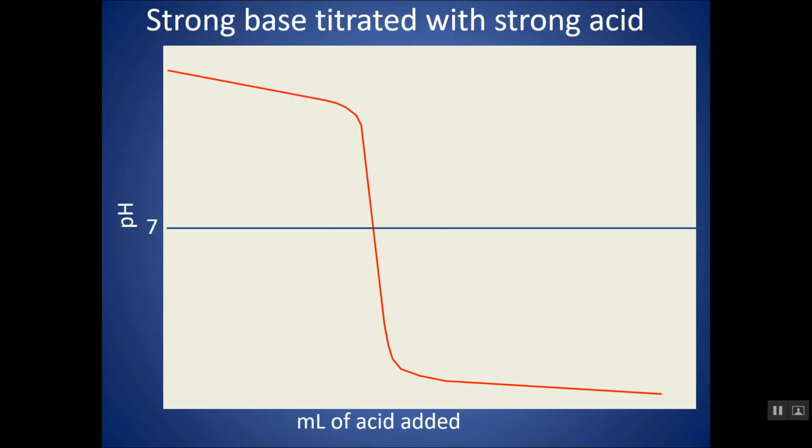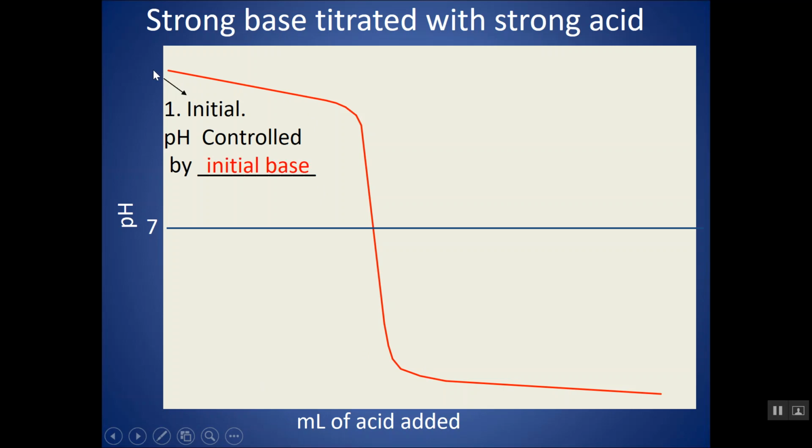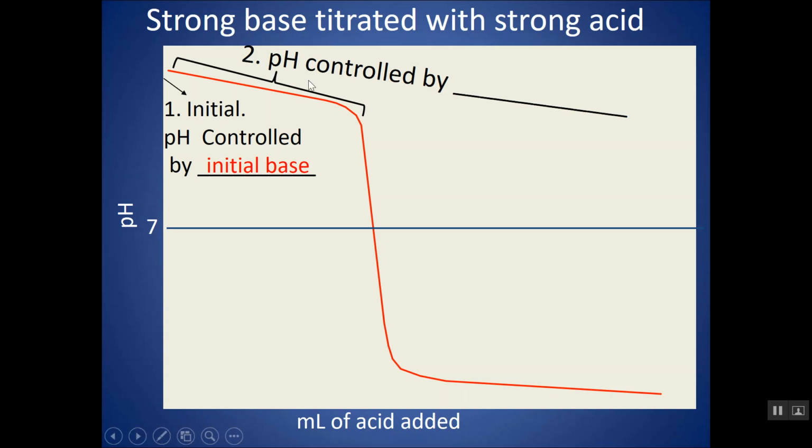Just as a reminder, you can have the opposite kind of titration curve where you start with a strong base and it's being titrated with an acid, and you'll start with a higher pH. The pH would be controlled by the initial base. Just rather than an acid problem, you have a base problem. Your pH between the initial and the equivalence point would be controlled by the excess base you have. It's a limiting reactant problem.